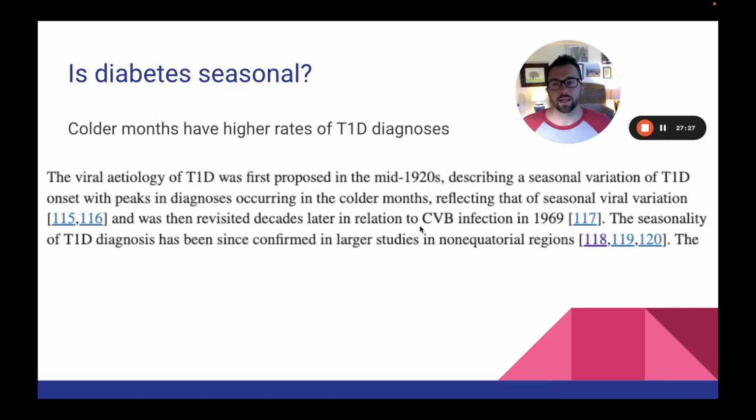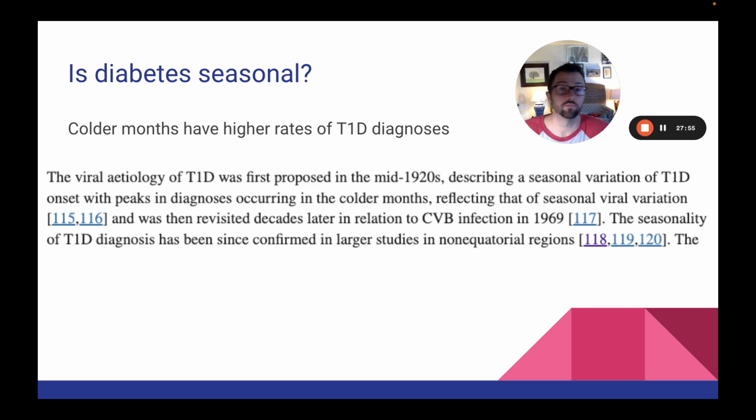And another aspect of the virus-diabetes connection, which I had never known about until I started researching for this episode, is the seasonality of being diagnosed with type 1 diabetes. The colder months have higher rates of type 1 diabetes diagnoses. Did you know about that? I didn't know about that.